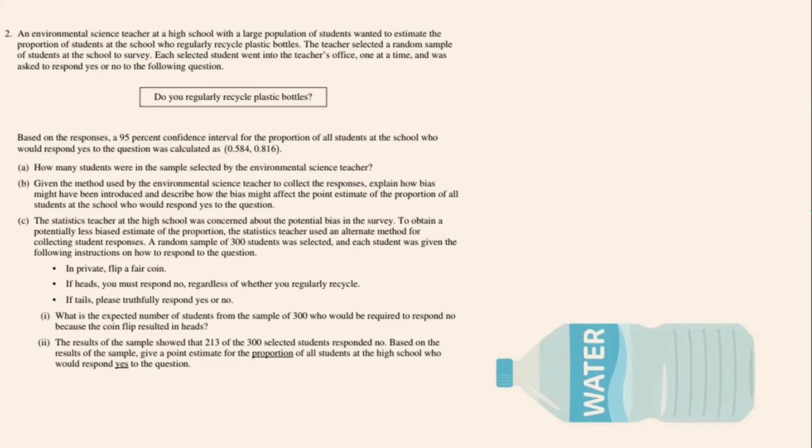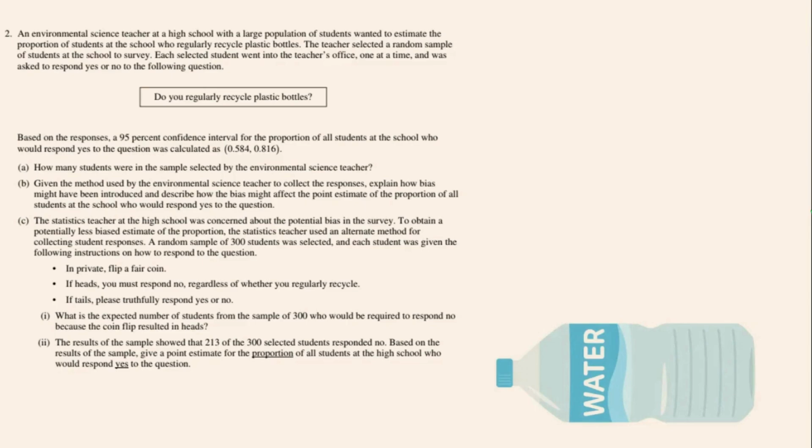Here's the next problem. An environmental science teacher at a high school with a large population of students wanted to estimate the proportion of students at the school who regularly recycle plastic bottles. The teacher selected a random sample of students at the school to survey. Each selected student went into the teacher's office, one at a time, and was asked to respond yes or no to the following question. Do you regularly recycle plastic bottles? Based on the responses, a 95% confidence interval for the proportion of all students at the school who would respond yes to the question was calculated as that.